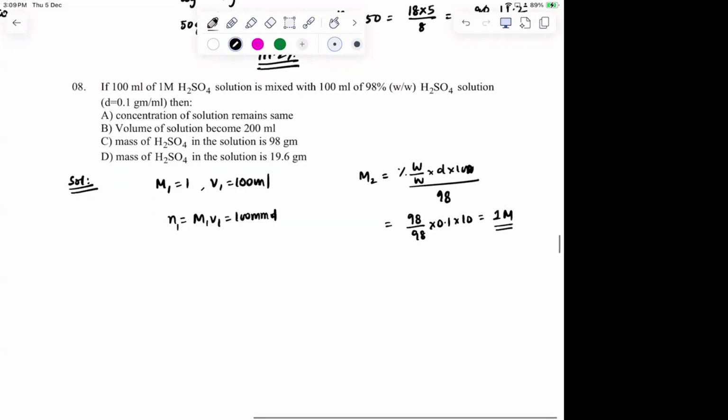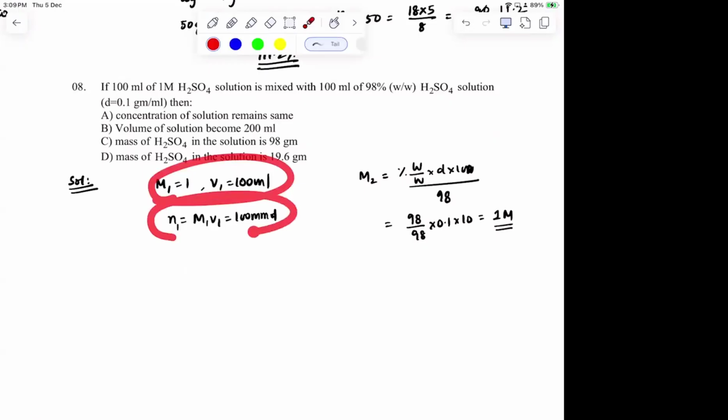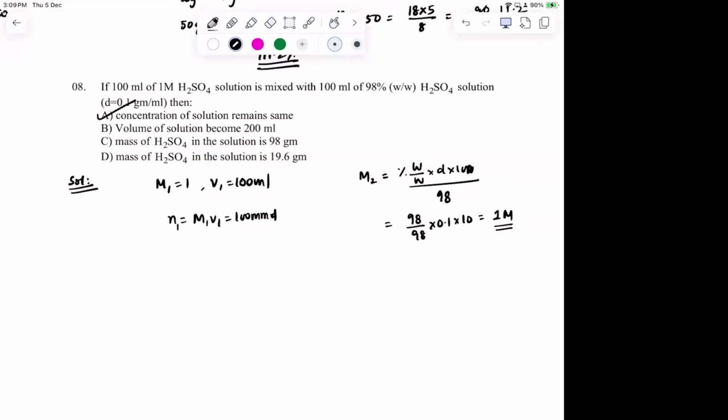So here molarity is 1 and volume is also 100. So basically you are adding the same molarity and the same volume in both of them, isn't it? Same molarity and same volume. So will the concentration change? No, it will remain the same. Volume of the solution becomes double. That is true. There is no change there.